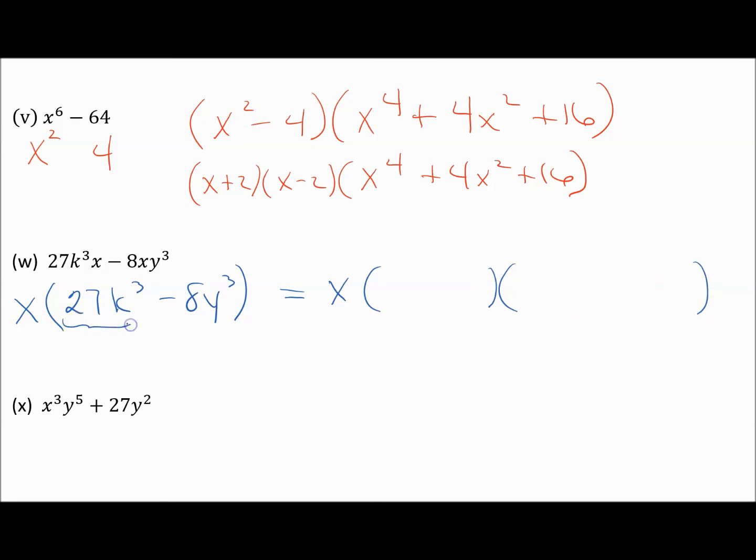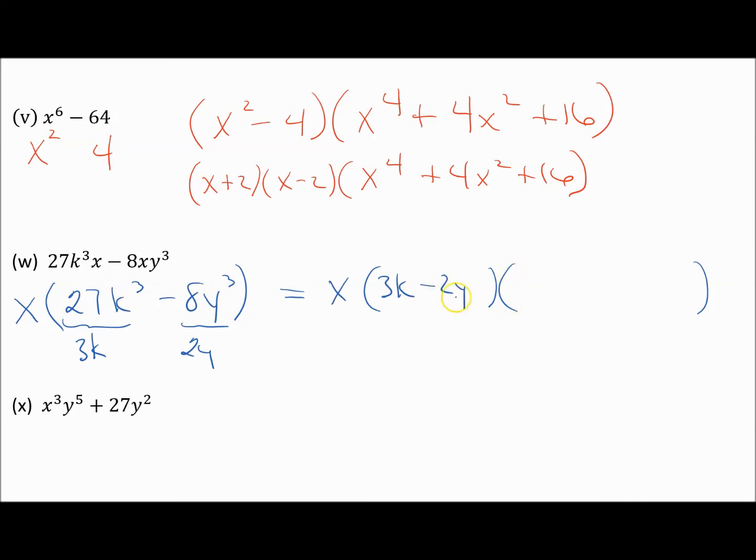So the cube root of 27k to the third is 3k, right? The cube root of 8y to the third is 2y. Now think about it. 3k times 3k times 3k. Well, the 3 times 3 times 3 is 27. And the k times k times k is k to the third. Same thing here. 2y times 2y times 2y will definitely give you 8y to the third. So that means 3k, because it's subtraction, I put minus 2y.